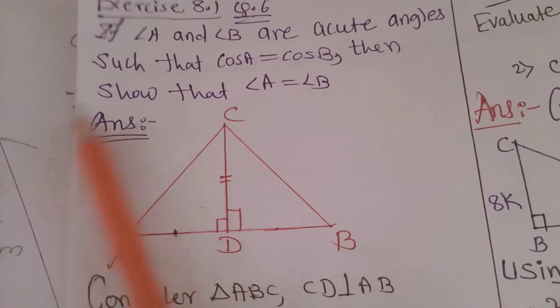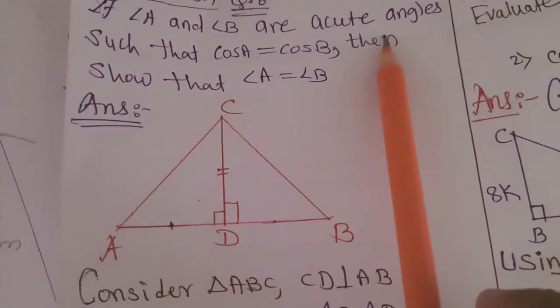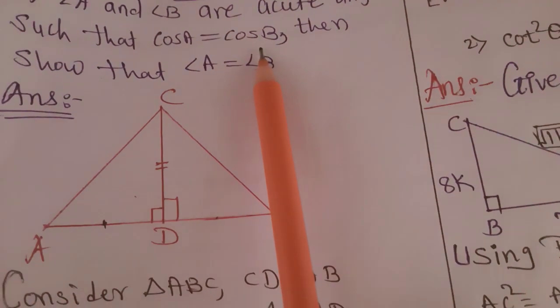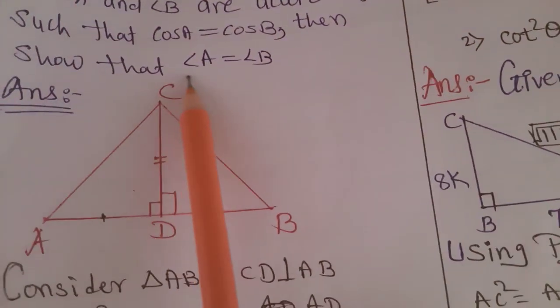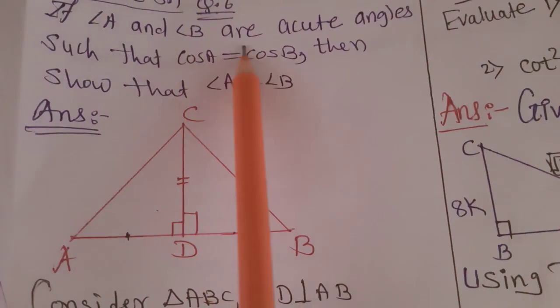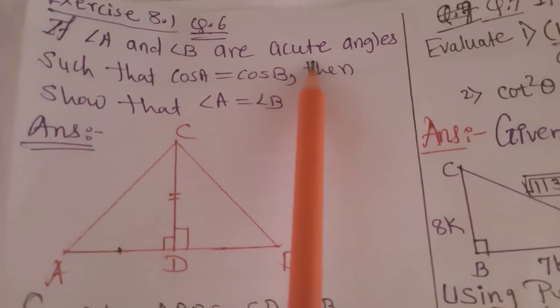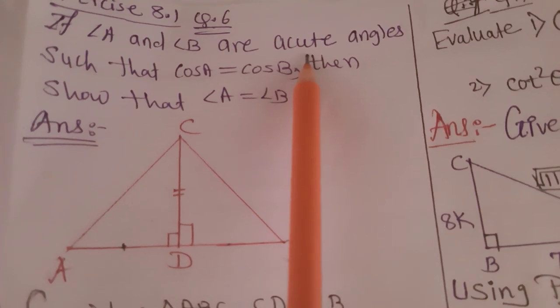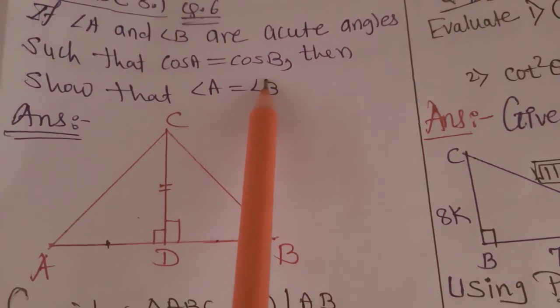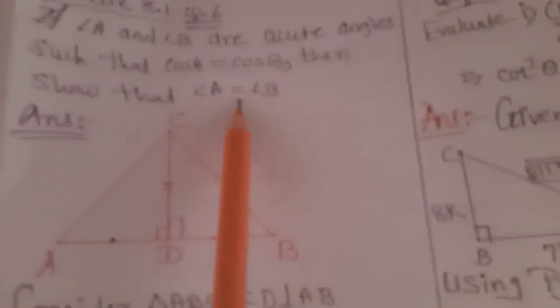If angle A and angle B are acute angles such that cos A equals cos B, then show that angle A equals angle B. What is given? A and B are acute angles, meaning they are not at 90 degrees. Such that cos A and cos B are equal, meaning two ratios are equal, then we have to show just two angles are equal. If cos ratios are equal, then obviously the angles are equal.